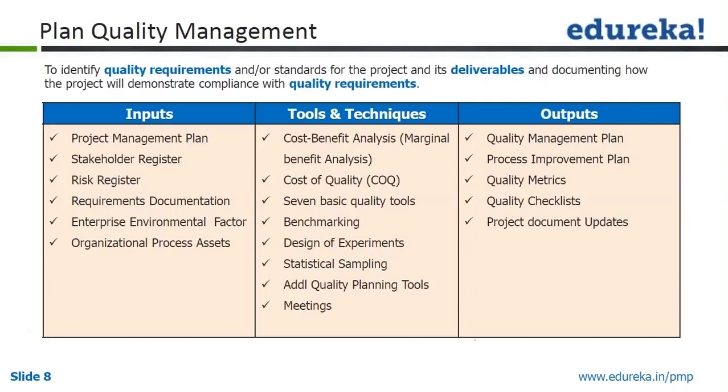So the first input is the project management plan. In here we'll refer to the scope baseline, which is again a combination of project scope statement, WBS and WBS dictionary, schedule baseline, and cost baseline. So three baselines is what we'll refer to, and other management plans that are appropriate, that will help us to come out with a quality management plan and process improvement plan.